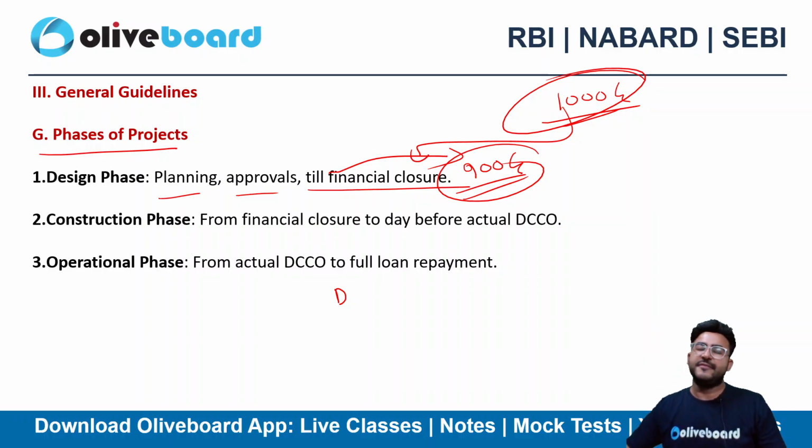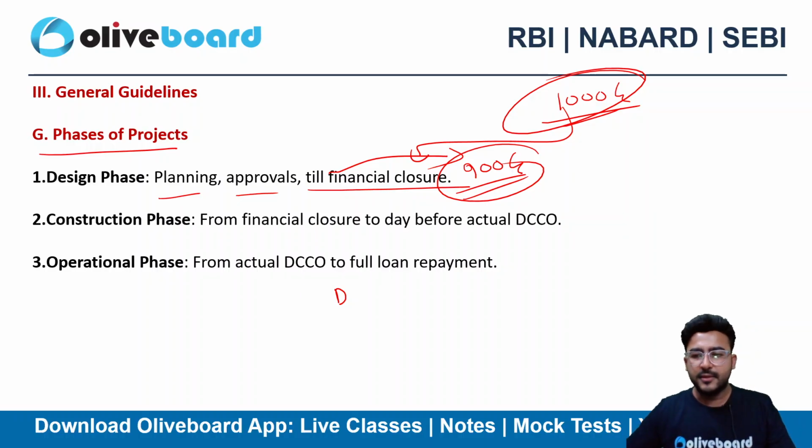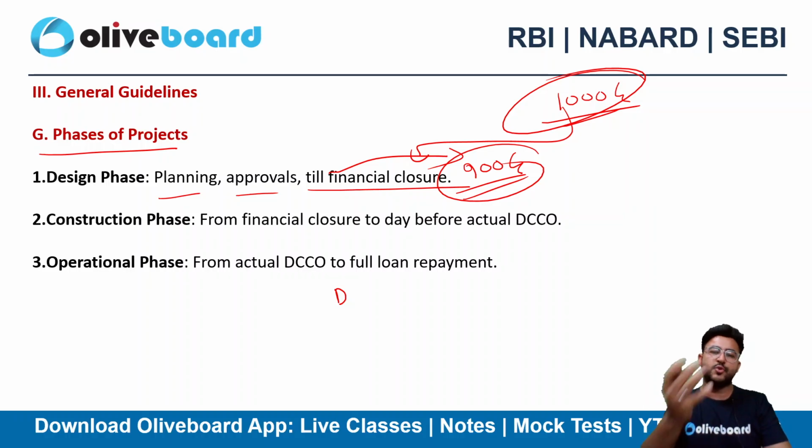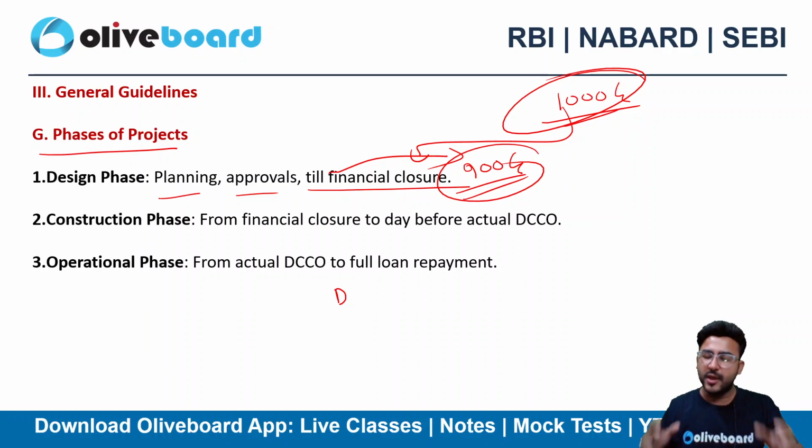Before achieving the financial closure, whatever activities are there like planning, approval, right? Nobody will be giving me loan कि ले लो सर 1000 crore. Nobody will be giving me loan so easily, right? They will say show me your design, show me the approvals that you have taken, right? So before the financial closure, I need to do a lot of stuff like planning, taking approvals, making designs of my project. That's why the bank will be giving me loan.